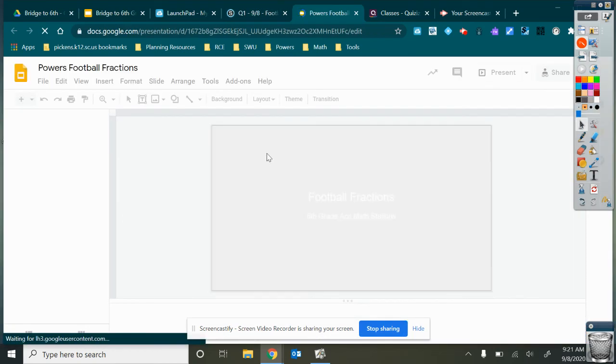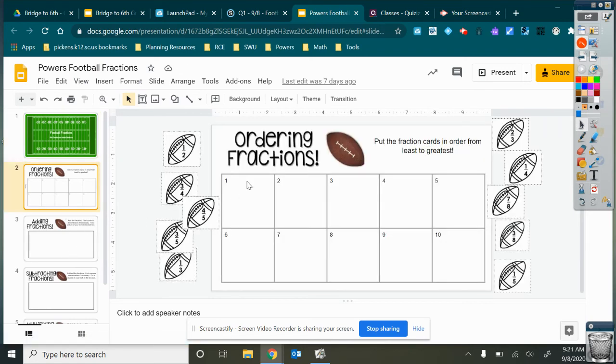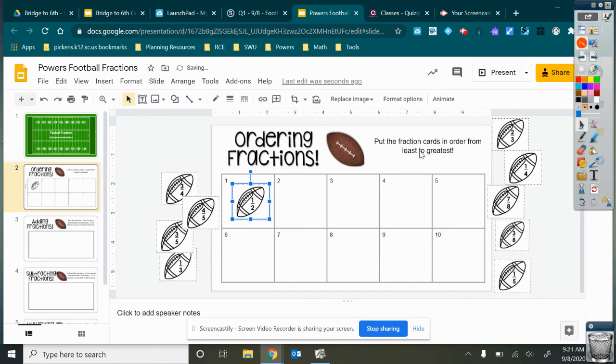There's 4 parts to this assignment. The first part is a sorting activity. So you're going to sort these fraction cards from least to greatest. So you want your smallest fraction first and your largest fraction last. You may need to get common denominators to compare these fractions.